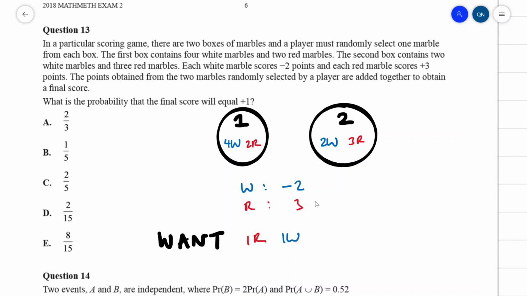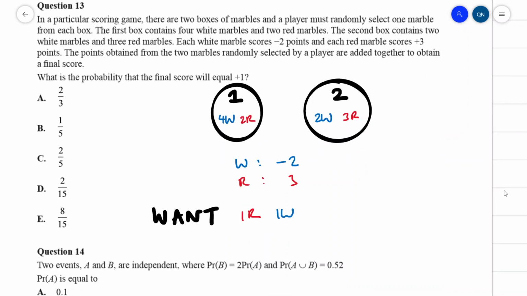Okay, so we're just going to find the probability of picking 1 red marble and 1 white marble in any order. It doesn't really matter. So how do you do that? Well, first of all, you could have a white marble and then a red marble in the second box.